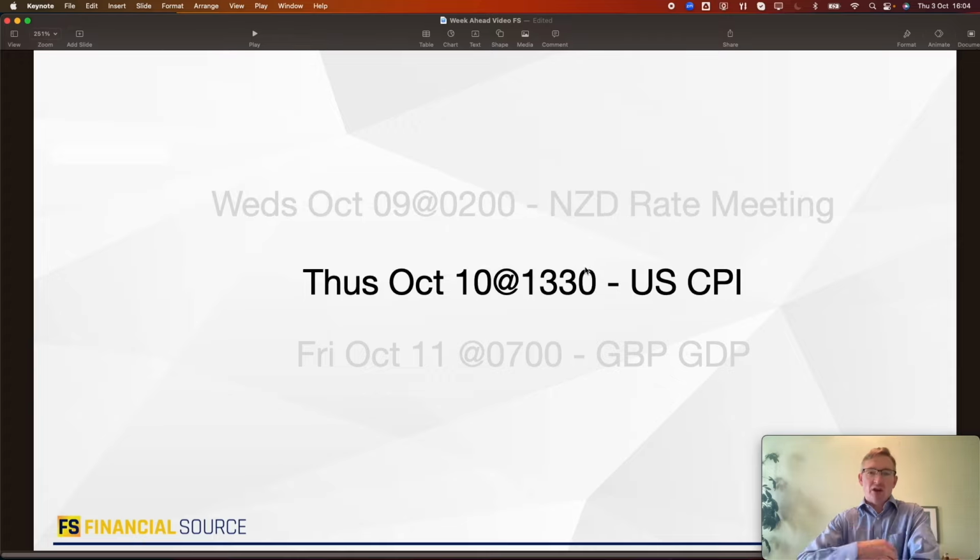US CPI, yes, I know inflation data is not so important anymore, but that's why we're looking at it. We want to just check that the US CPI continues coming in benign. If we see any big surprises, then all of a sudden you'll see the dollar strengthen significantly because markets will suddenly rethink what they've assumed.